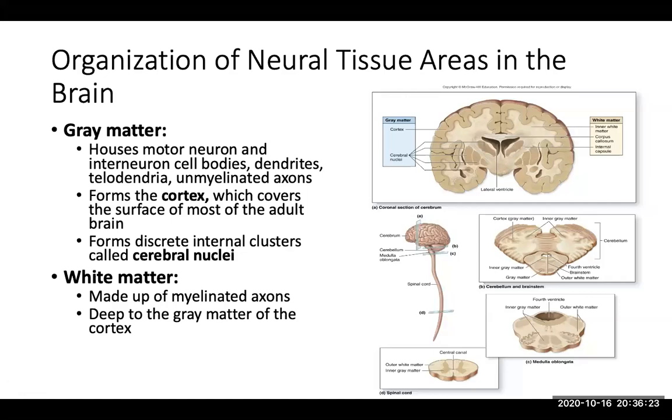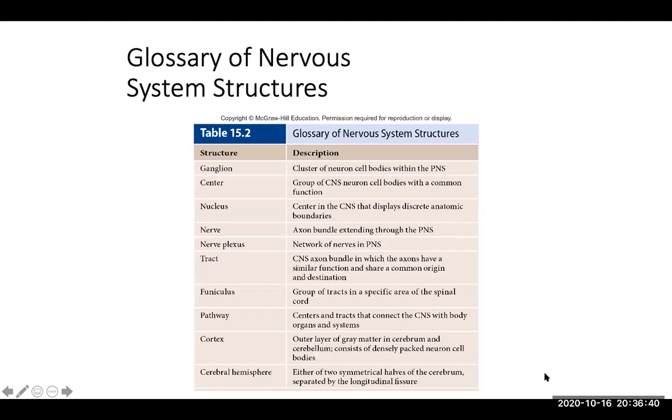White matter is white because it's made up of myelinated axons, and myelin has a whitish color to it, and white matter will be deeper to the gray matter. And you can see here at different sections how the white and gray matter are dispersed as you move down the spinal cord. Here's a glossary of nervous system structures.